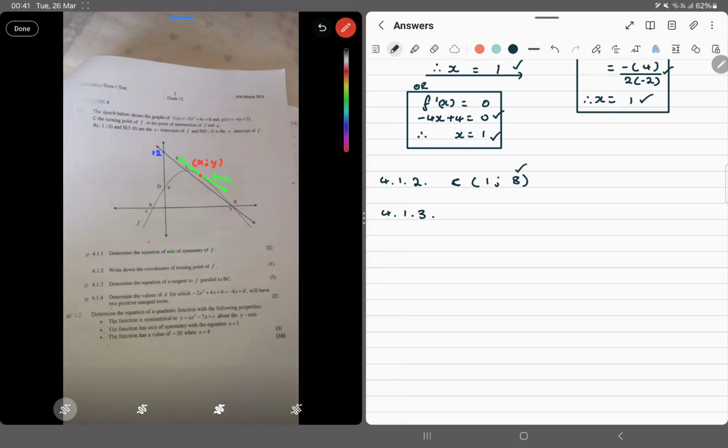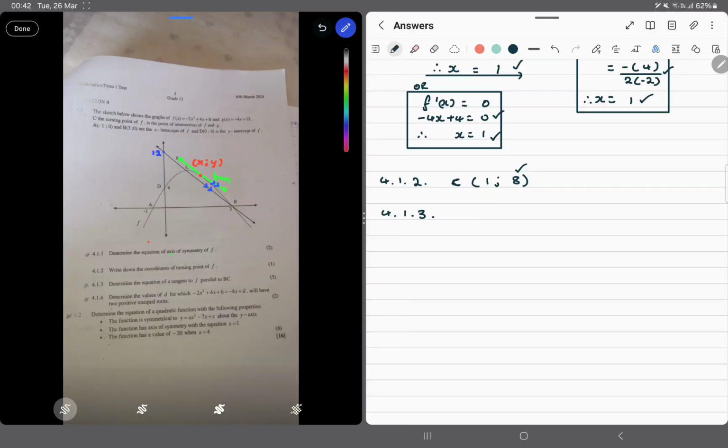Okay. But what we know is that if two lines are parallel, what do we understand? We understand that essentially they have the same gradient. So we are being given the gradient indirectly. So now to start off 4.3, we know that the gradient at the point of tangency of the line itself, the tangent, and the gradient of the curve, the parabola, is going to be the same.